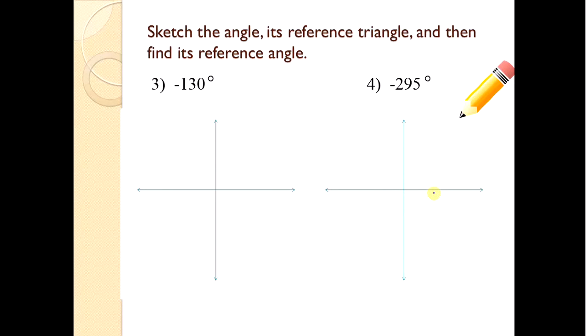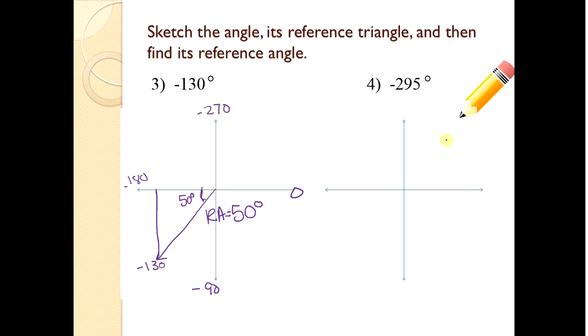Negative 130 and negative 295. Let's try these. Remember, you're always going to go clockwise when it is a negative value. Negative 130 is between 90 and 180, so let's go about right there. Drop my perpendicular down to the x-axis. Now my reference triangle is drawn. My reference angle: how many degrees? This is 130, so how many degrees are between 130 and 180? 50. So my reference angle would be 50 degrees.